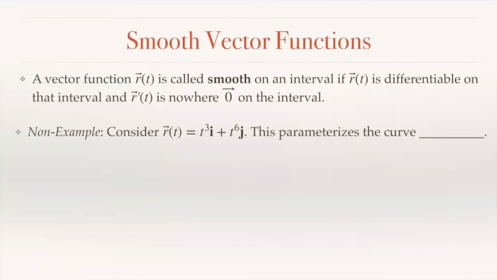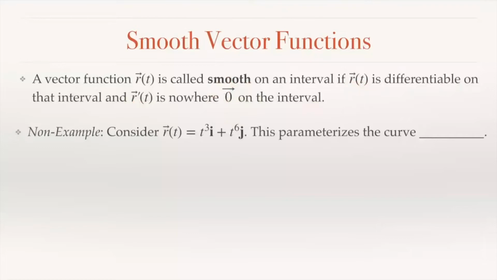Now, we call a vector function smooth on an interval if that vector function is differentiable on that interval, and r prime of t is nowhere the 0 vector on that interval. Remember that the 0 vector doesn't have a direction, so it doesn't make sense to say that it has a tangent vector there, at least with the given parameterization.